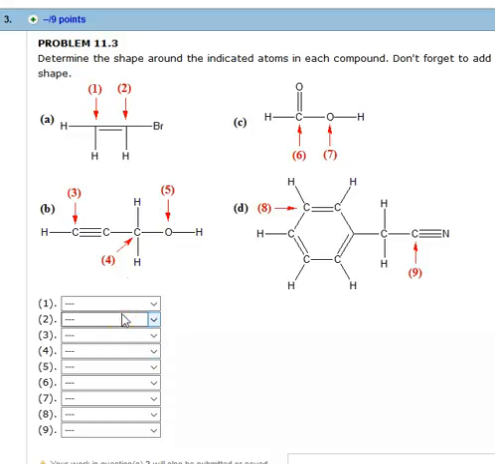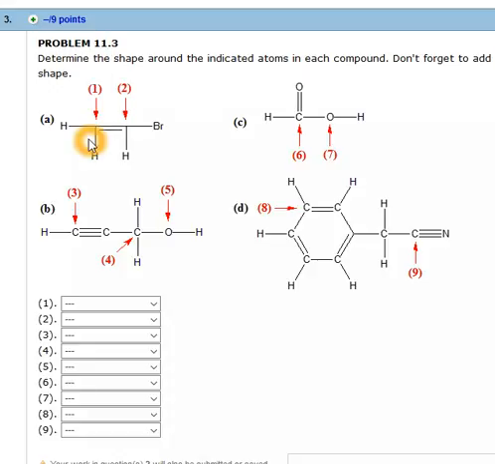I'm looking at question 11.3 from WebAssign, and in this question, it's asking you to determine the shape around the designated atom. So, for example, if we're looking at part A here, let's look at number 1. This carbon atom here. So it's asking for its shape. And the way we can determine this is based on the number of groups that's around it.